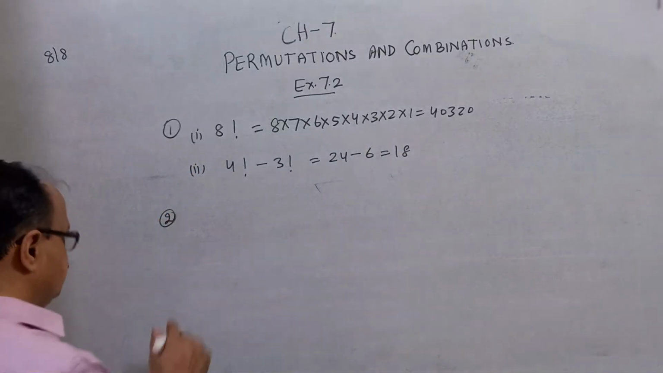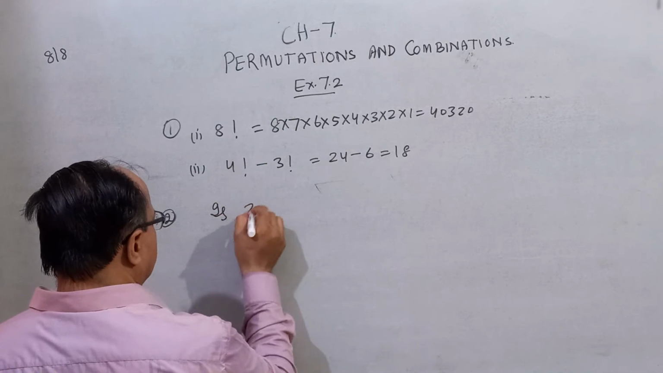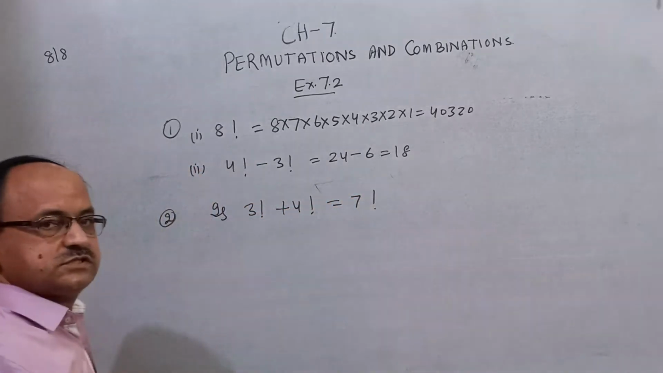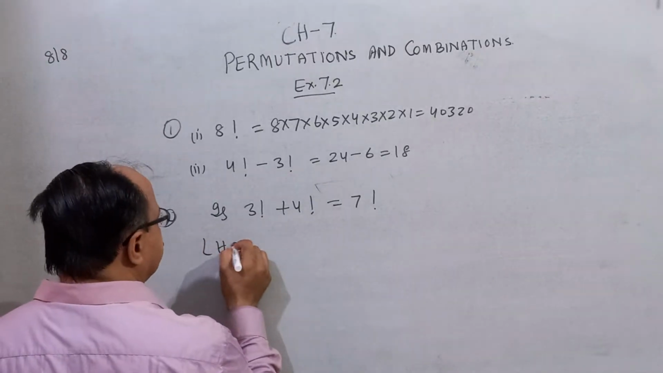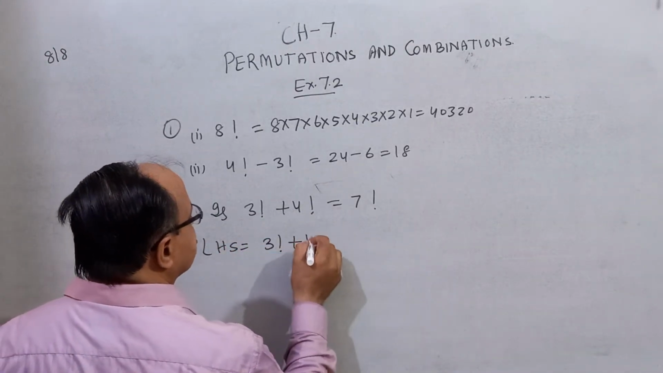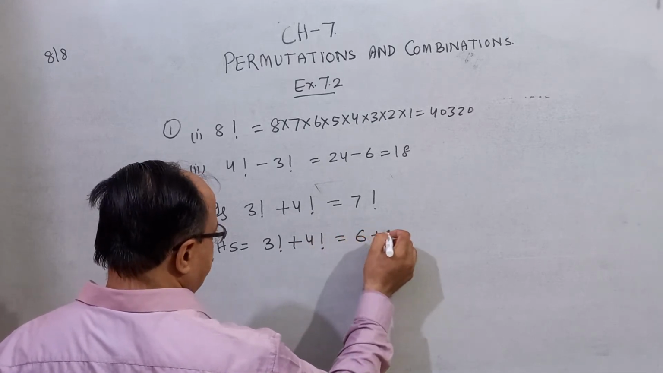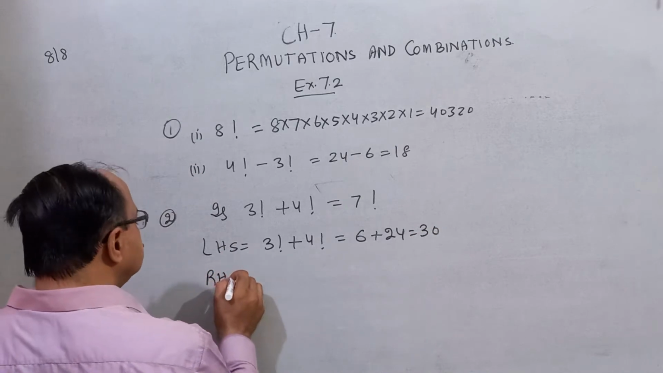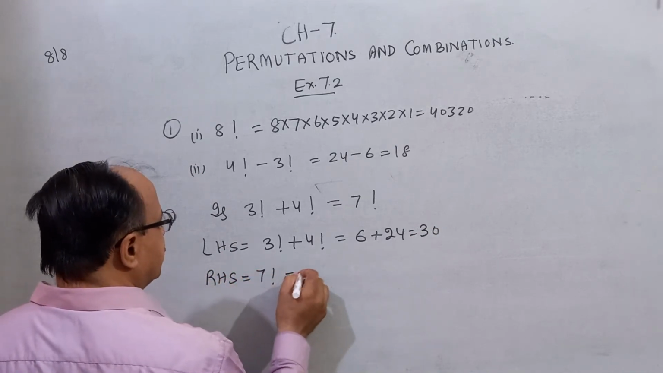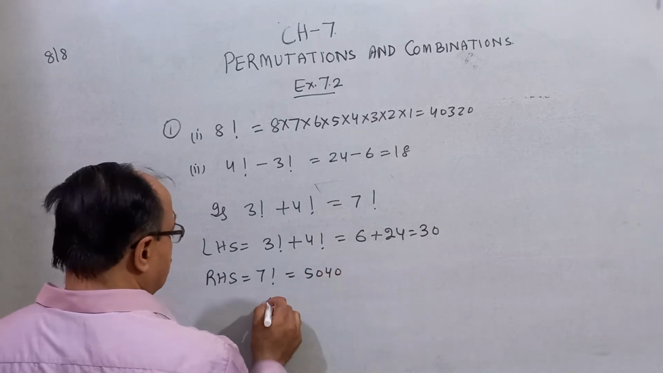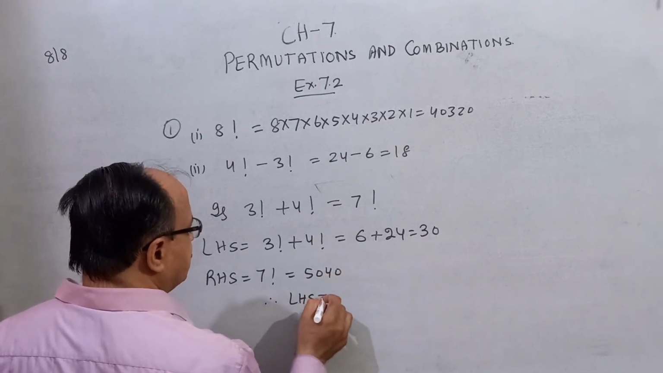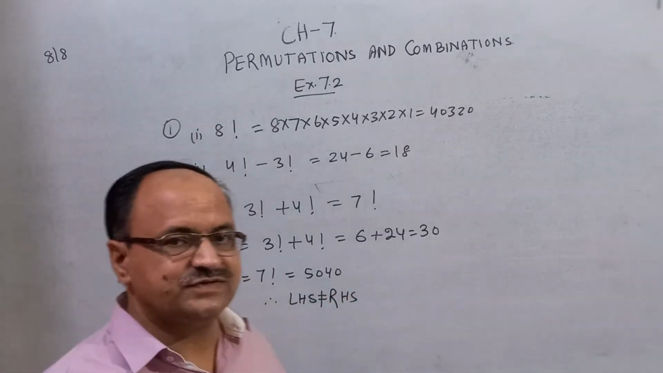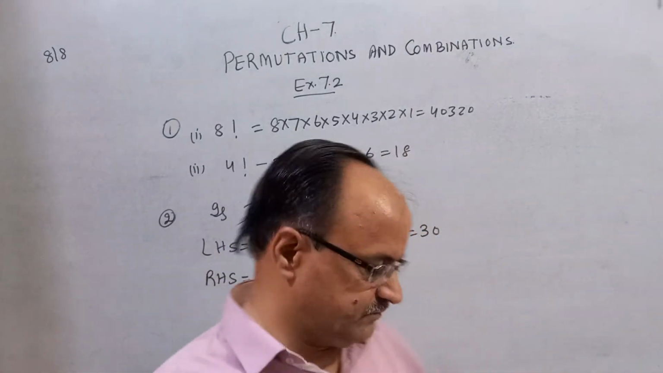Second question, you have to check: is 3 factorial plus 4 factorial equal to 7 factorial? Is it true or false? Left hand side, 3 factorial plus 4 factorial, 3 factorial is 6 and 4 factorial is 24. The answer is 30. On the right hand side, 7 factorial is 5040. Therefore, left hand side is not equal to right hand side, and the given statement is false.